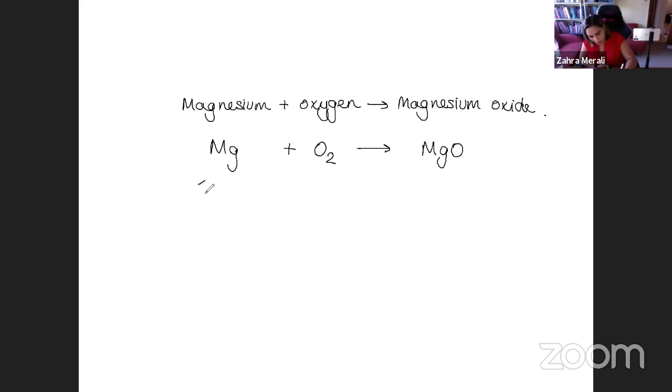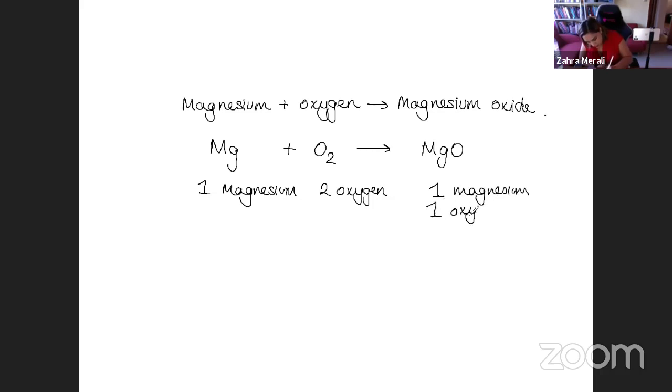So on this side, I've got 1 magnesium atom. I've got 2 oxygen atoms. And I've got 1 magnesium. And I've got 1 oxygen. So it doesn't balance, right? So if I was to represent them by circles, I've got 1 purple circle here. Got 2 pink ones, 1 and 1 purple.